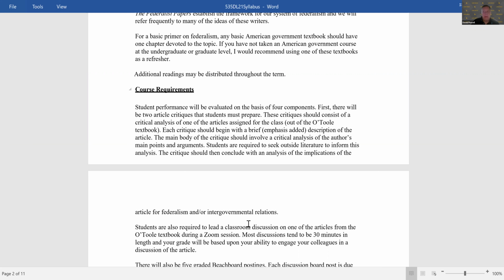The discussion leader assignment, usually these discussions take about half an hour or so, depending upon the article. Some articles are very in-depth, they're very nuanced, and there are a lot of layers to the articles. So it's really easy to lead a 30-minute discussion. Some of the articles are much more descriptive and straightforward. There's one by George Brake that looks at intergovernmental grants, and it literally just kind of describes what types of grants there are. That one may be a little bit more difficult to get a half-hour discussion out of, but most of the time these discussions are about half an hour in length.